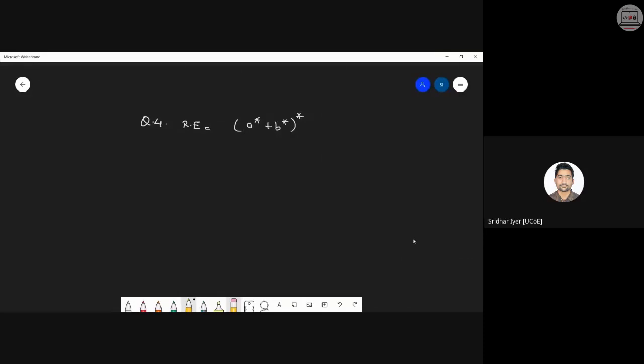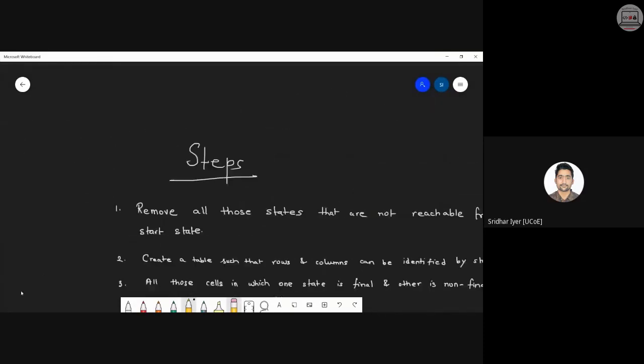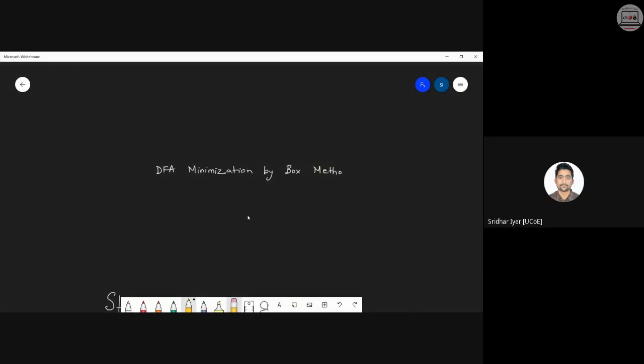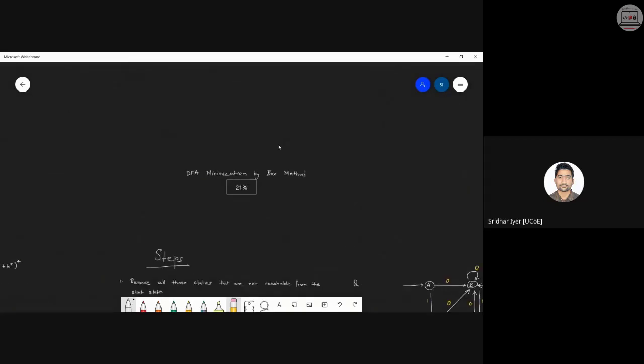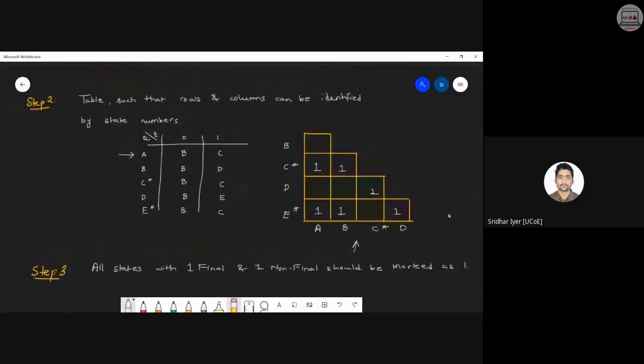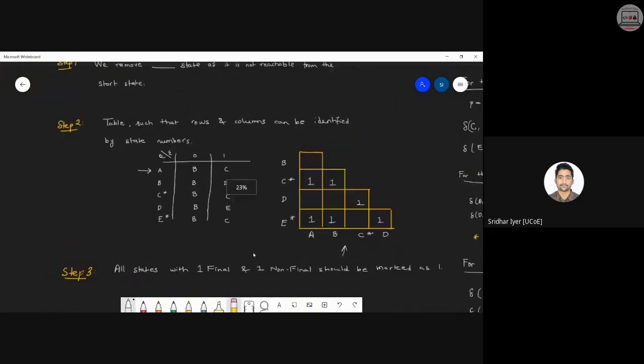In the meantime, let me discuss the next concept. As you all know, DFA minimization can be done by the classical method and the box method. So this is the second method, which is called the box method. Why this is called the box method, you will come to know because of its architecture. It looks somewhat like a box. It's somewhat like a puzzle. You will see how to solve it.